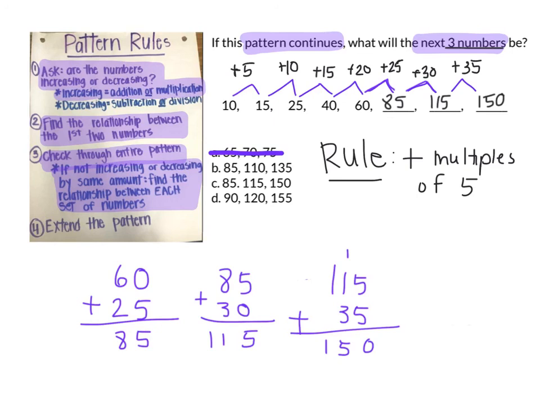Okay, next up, answer choice B. We've got 85, 110, 135. That also does not match. We can eliminate it. Answer choice C, 85, 115, and 150. That matches our pattern perfectly. And then D, 90, 120, 155. Nope, that doesn't match. Go ahead and eliminate.